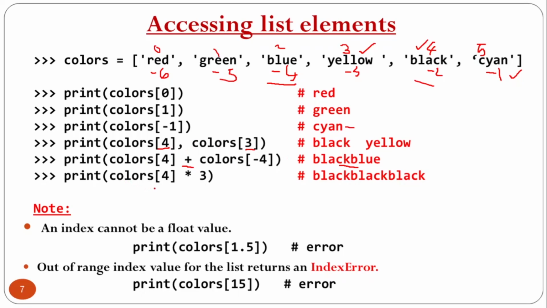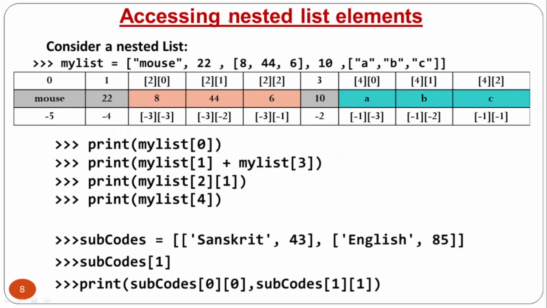Then next example, colors of 4 into 3. Colors of 4 is black. The black will be repeated 3 times. The output will be black, black, black. You have to note that the index cannot be a float value. Colors of 1.5 will generate an error, and an out of range index value for the list returns an index error. Colors of 15 will generate an error.